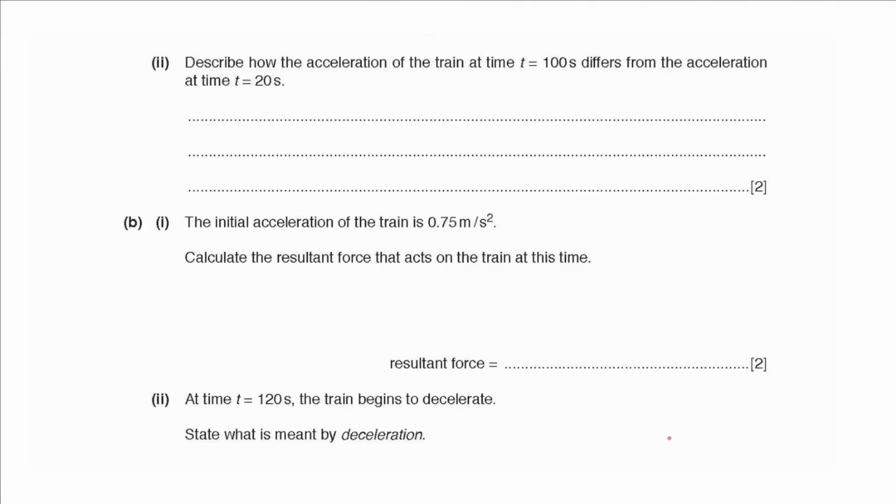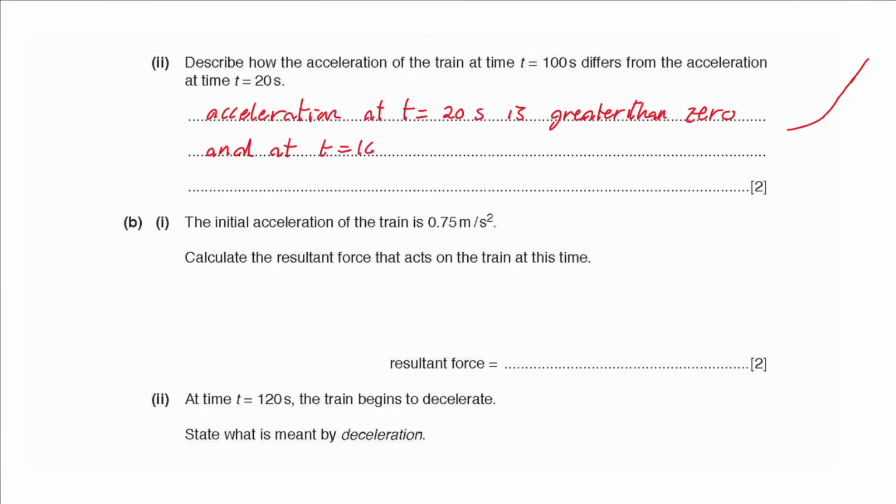Part (a)(ii) says describe how the acceleration of the train at time t equals 100 seconds differs from the acceleration at 20 seconds. At 20 seconds we still had acceleration because the graph was still a curve with increasing gradient, but at 100 seconds it was a straight line, which means this is a constant speed, so the acceleration is 0. We can write that the acceleration at t equals 20 seconds is greater than 0, and at t equals 100 seconds is 0. No acceleration.